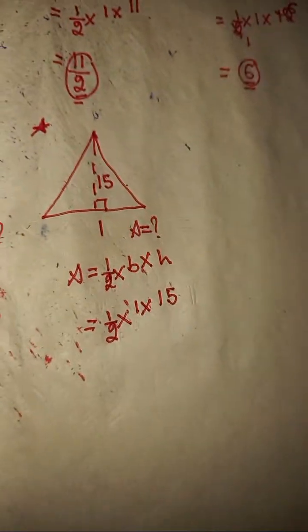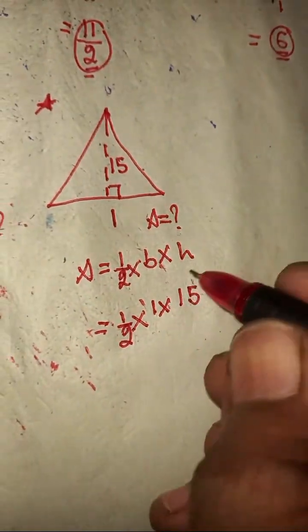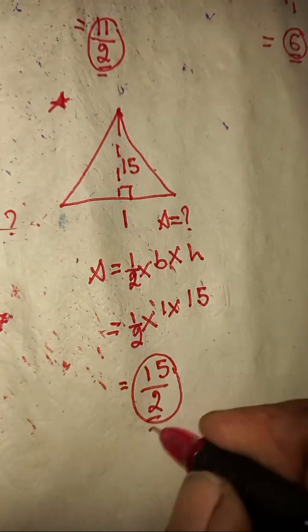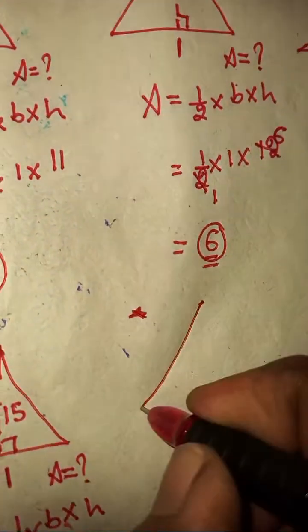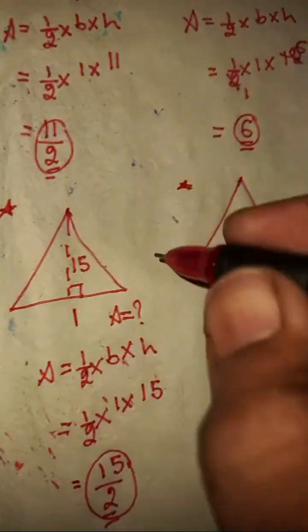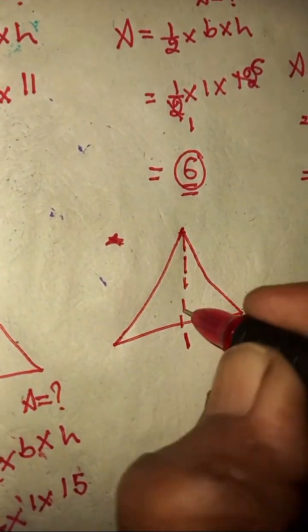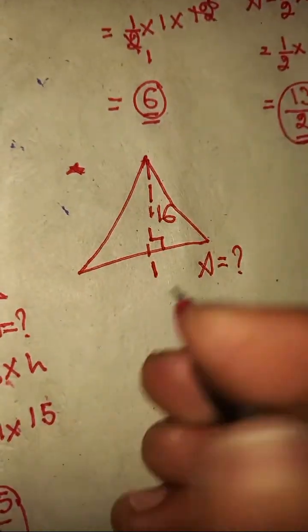Now if you multiply this, you cannot divide 2 and 15, so 15 remains in the numerator and 2 below: 15 by 2 square units. Let's take one more triangle. In this triangle they have given that the base length is 1 unit and the perpendicular height is 16 units. Here also you need to find out the area.